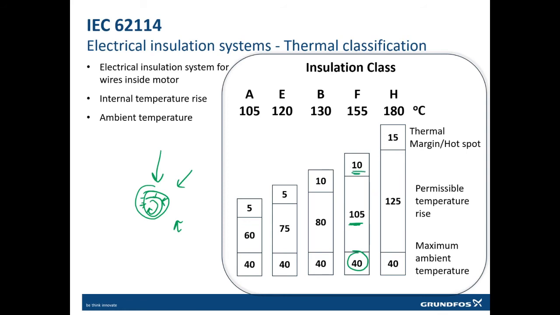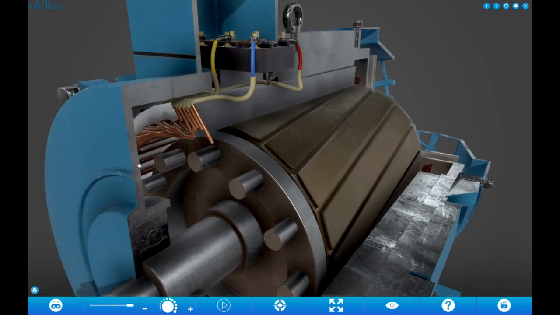Now understanding how this works, what can I reduce here? Ambient, I cannot reduce. It depends on what the ambient temperature is outside, what the weather is outside, where it is installed, what the application is. So this I cannot reduce. Permissible temperature, how can I reduce this? I can reduce this by using a better copper cable. So if I use a very good copper cable, what will happen?